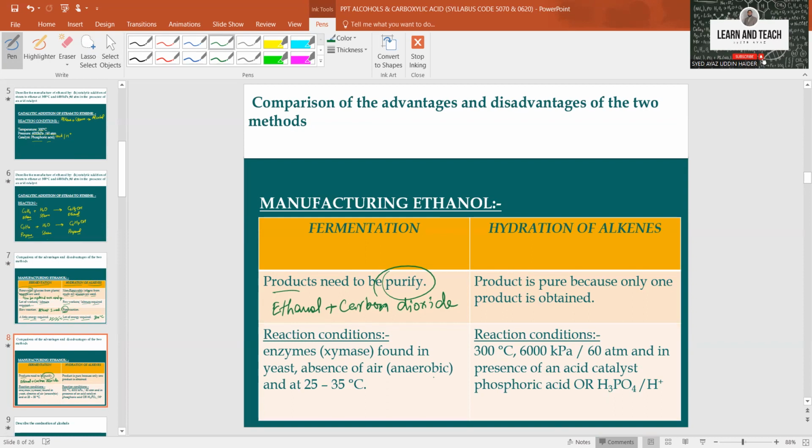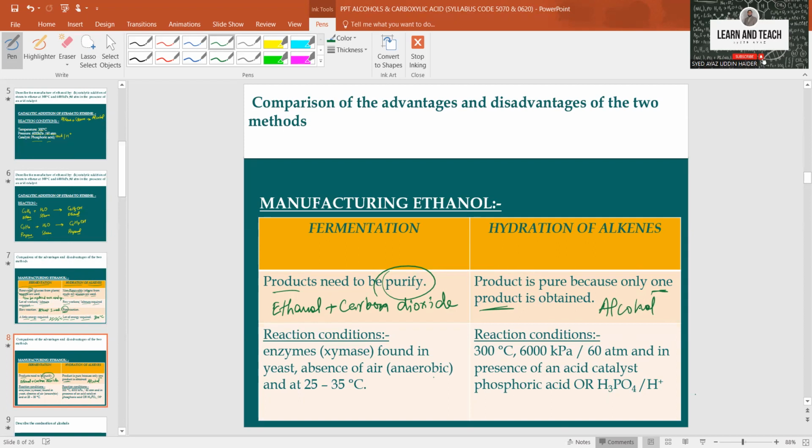Carbon dioxide is produced as a gas, it will be removed, but the ethanol needs to be distilled off from the mixture of the miscible liquids, which is ethanol plus water here. In case of hydration of alkenes, we have a pure product because only one product is produced. Only one product, that is alcohol.